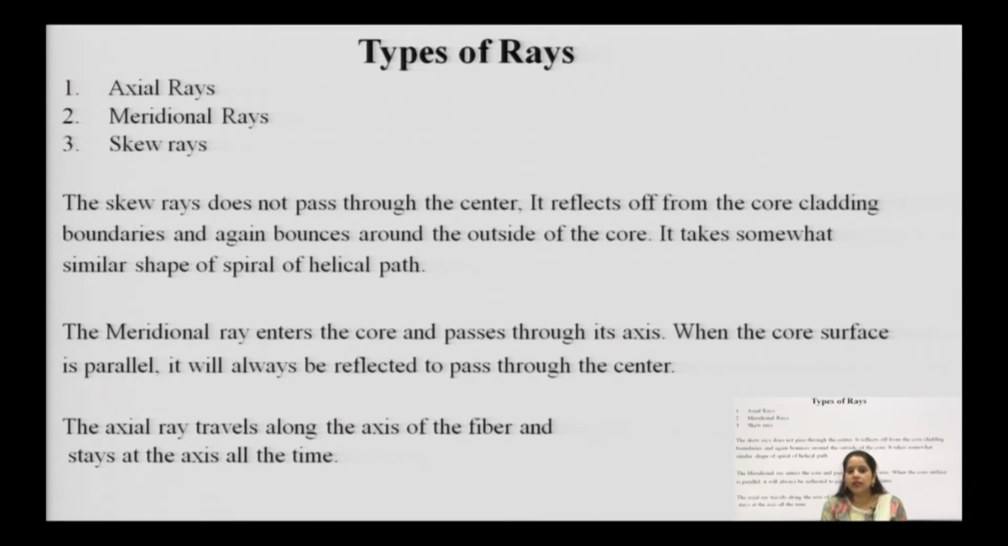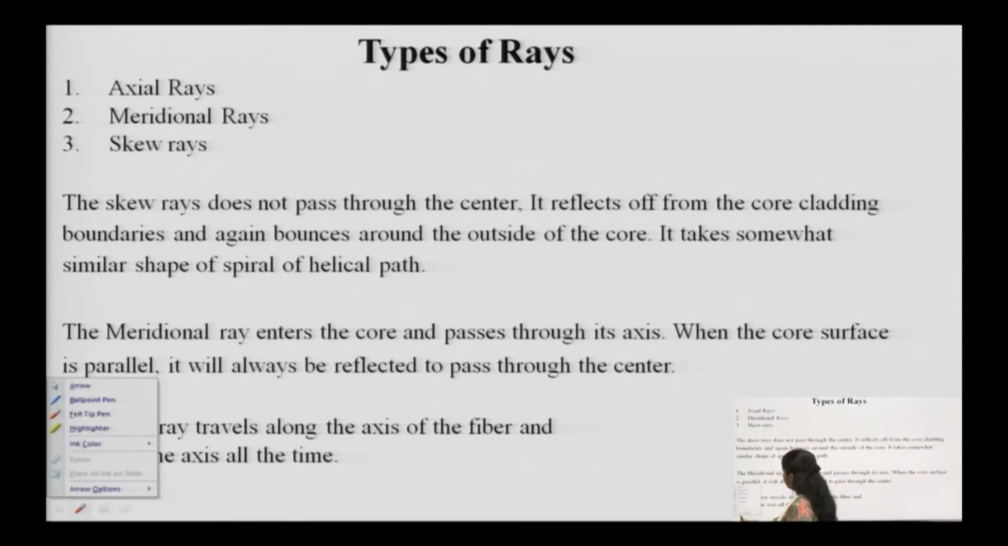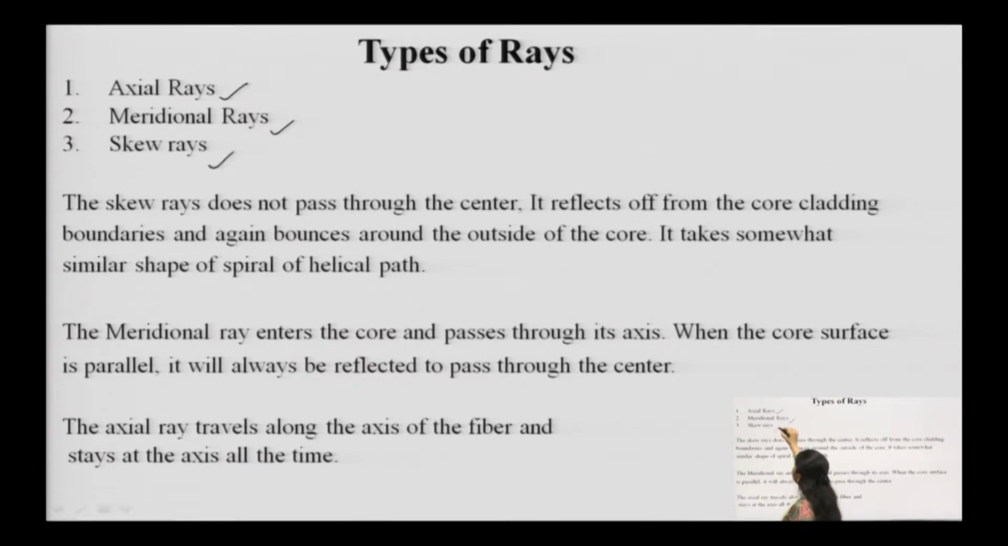So, in this particular slide, I am going to discuss the different types of rays. The first ray is the axial ray, the second one is the meridional ray, and the third one is the skew ray. These are the three important types of rays we come across when we are studying optical communication. So, first one, the axial rays. What are the axial rays?